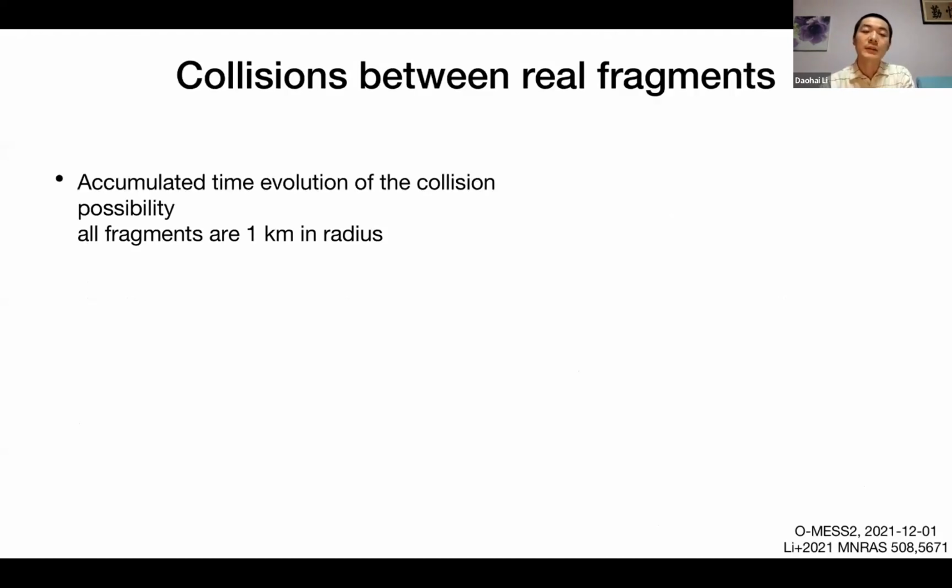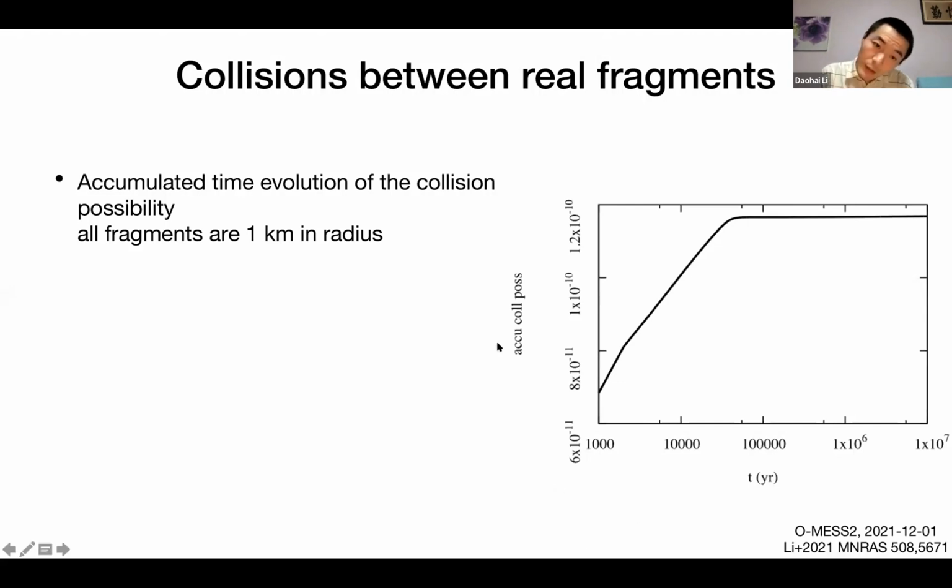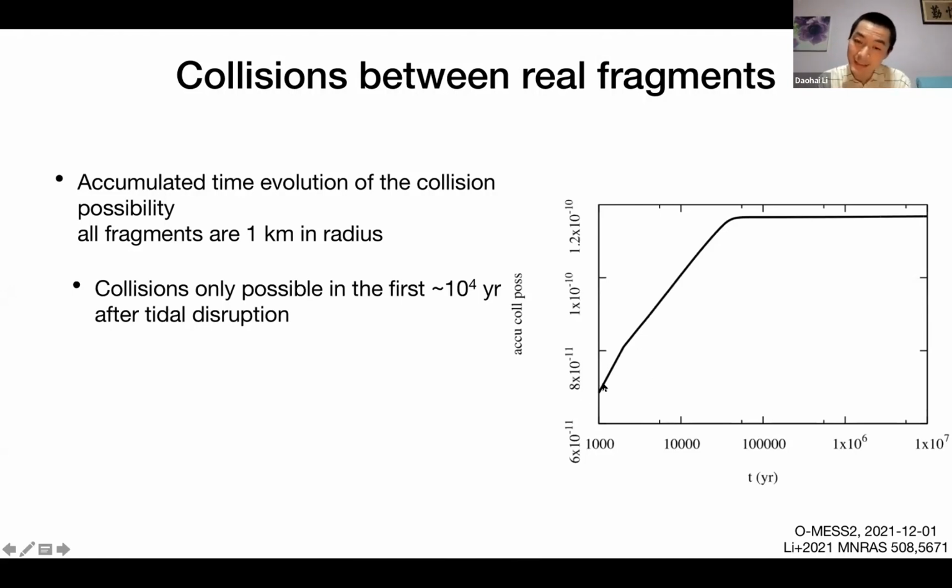Yeah. So now we apply the previous collisional probability calculation to the real fragments from our tidal disruption simulations, and we integrate that over time. So we get the cumulative collision probability between a random pair of objects. And what we see here is that this is a steep function before a few times 10 to the 4 years, and after that this is a straight line. And because this is a cumulative probability, this means that collisions are only possible in the first few 10 to the 4 years after the tidal disruption.